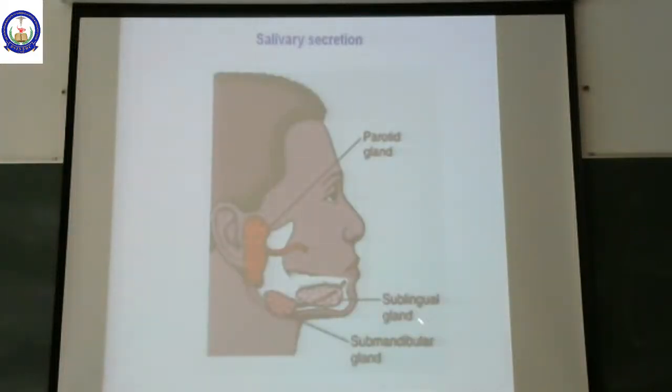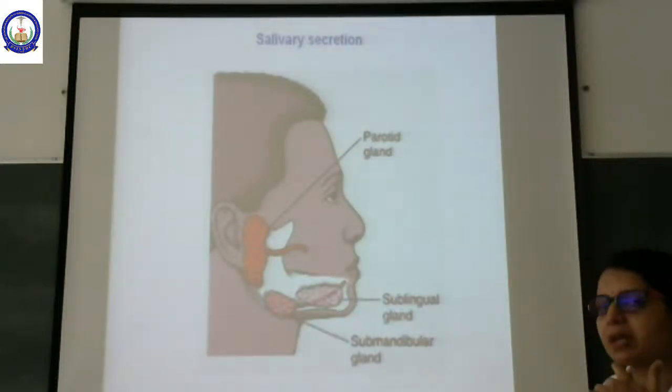In this diagram you can see some of the glandular tissue. These are the three important salivary glands present in the face area. This is the parotid gland with its duct. And this is the sublingual gland. Sublingual, lingual means the tongue, so sublingual means it is present beneath the tongue.